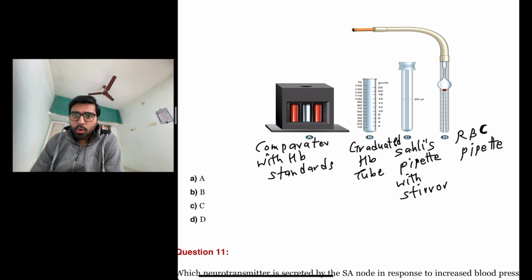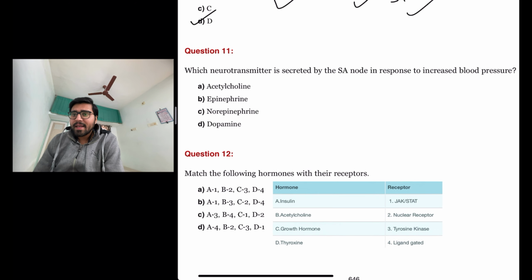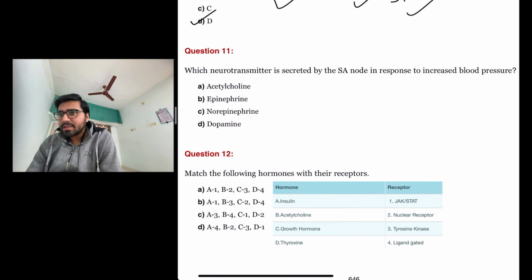So RBC pipette cannot be used to estimate hemoglobin. The other three are used in the estimation of hemoglobin by Sahli's acid hematine method. So the answer here is option D. The next question is, which neurotransmitter is secreted by sinoatrial node in response to increased blood pressure?